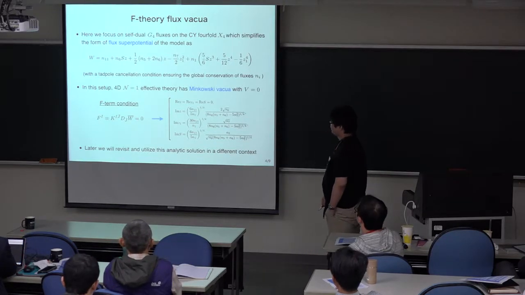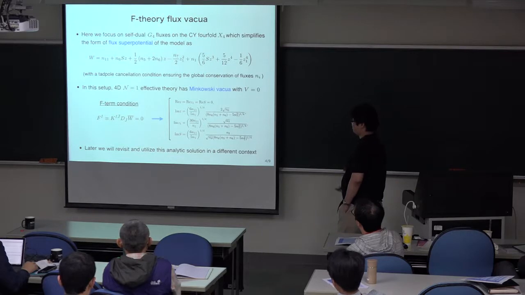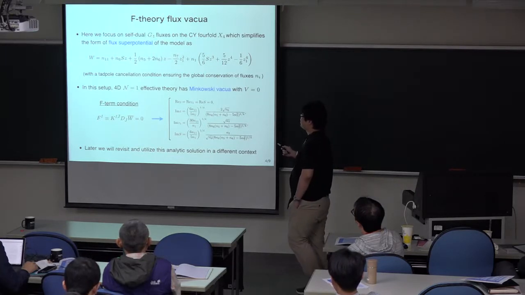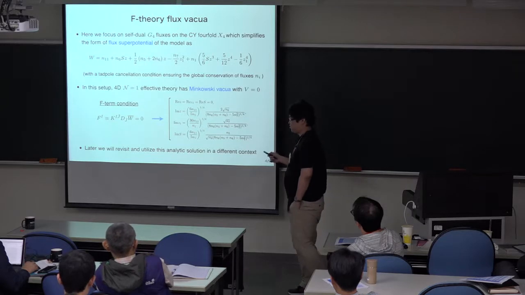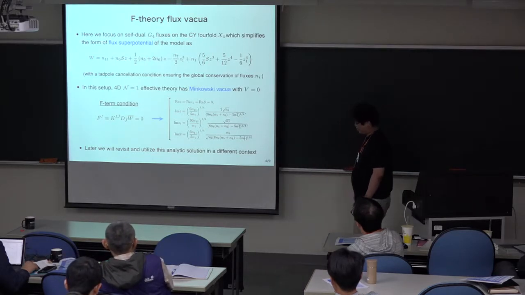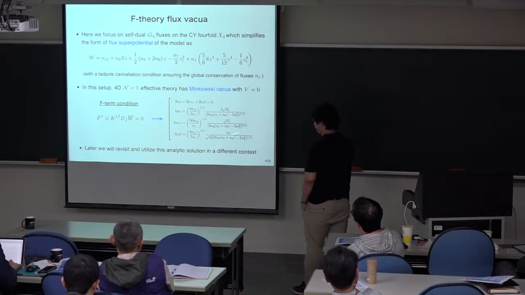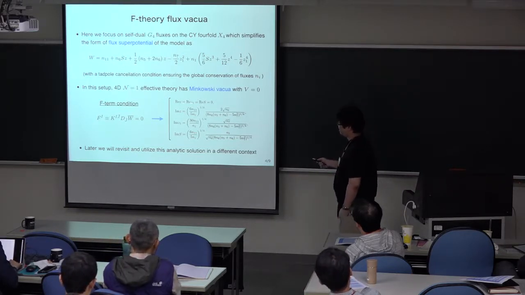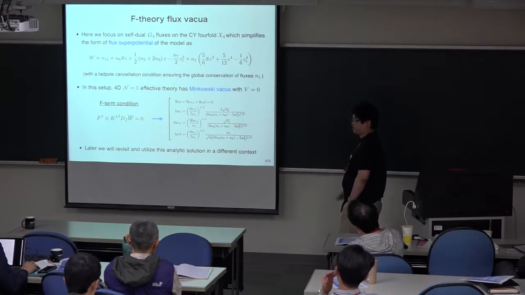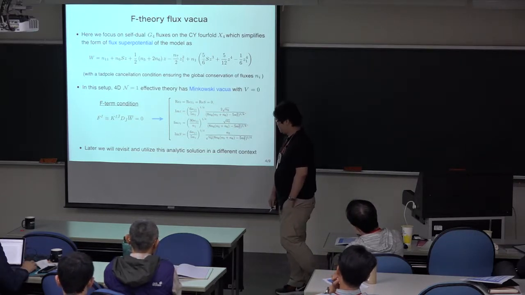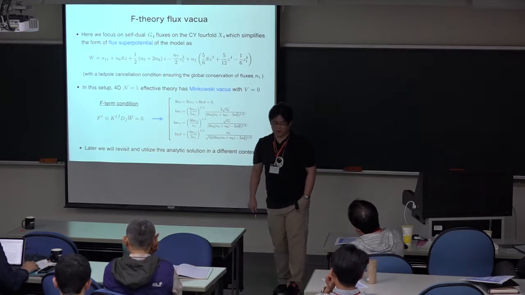Here we focus on a special class of fluxes called self-dual fluxes to study supersymmetric vacua. By choosing the self-dual fluxes, the flux potential of the model is greatly simplified as follows. And by the usual computation for F-theory, the usual computation for the F-term condition, we can easily obtain a supersymmetric vacuum of our explicit model. And this is our result. We have three independent moduli fields, and the real part is zero, but the imaginary part is completely fixed as follows with the F-term condition. And later, we will revisit this explicit analytic solution to discuss a different context, different topics in supergravity.